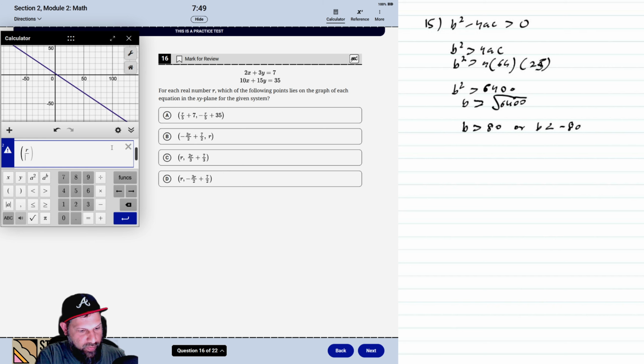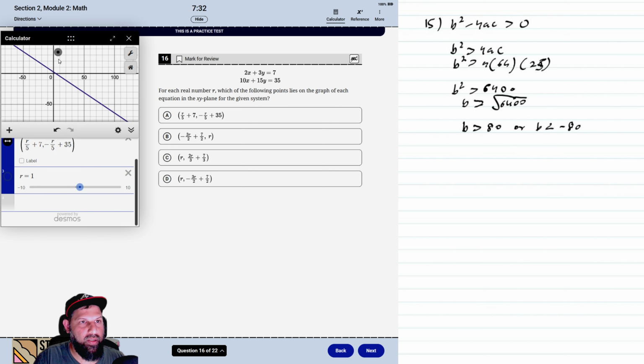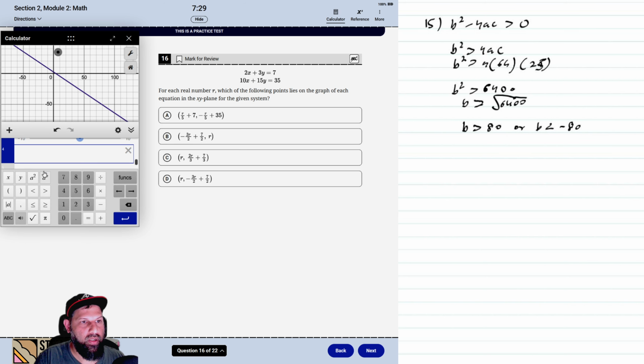R over 5 plus 7, comma, negative R over 5 plus 35. Okay. And then I'll add the slider. You can see that the point is not falling on the line here. So we'll continue. We'll say 3R, negative 3R over 2 plus 7 over 2 comma R.